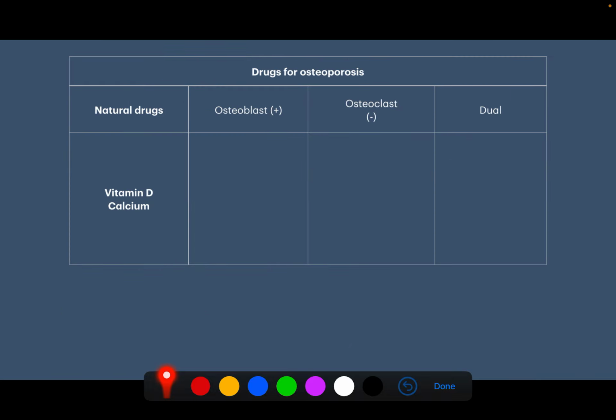Okay. So now how many types of drugs do we have for osteoporosis? First, those which stimulate osteoblast, which makes the bone and deposits calcium on the bone, so osteoblast stimulators. Or we can inhibit the dissolution of the bone by inhibiting osteoclast, and there are drugs which are dual, which can do both. Those are dual drugs. And we have some natural drugs like vitamin D and calcium. Calcium can directly get deposited in bone and treat osteoporosis, right? And vitamin D, as we have studied, increases bone calcium.